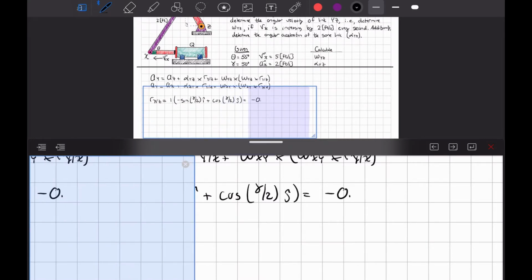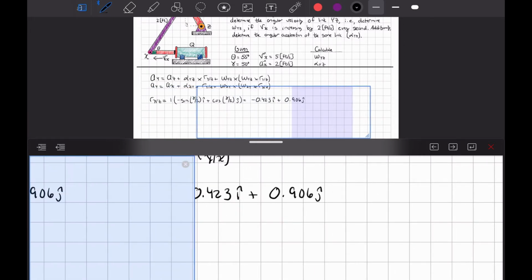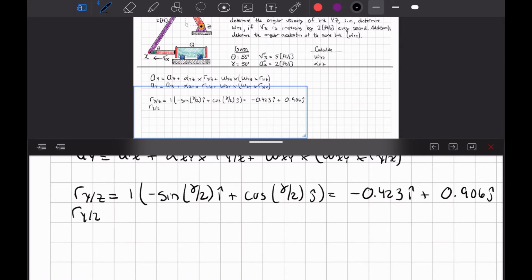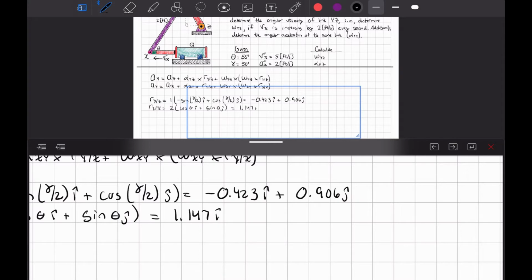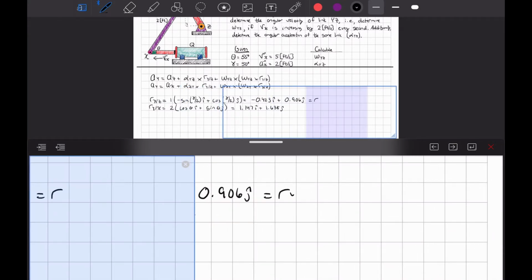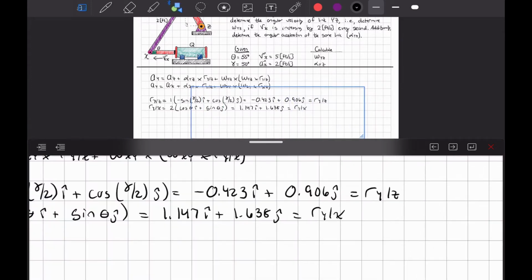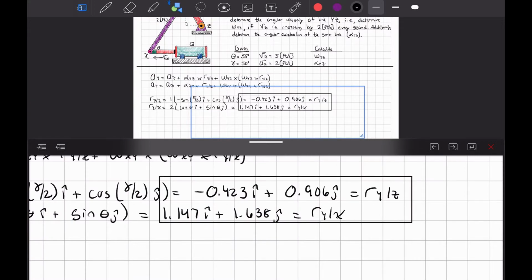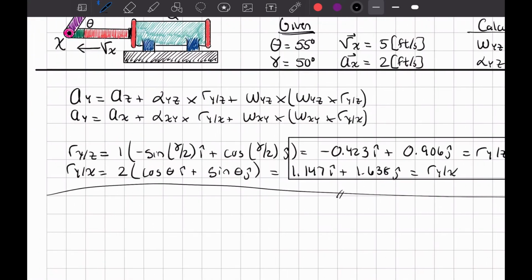and we could see that for the position vector of y with respect to z, we have the magnitude of that link, or the length of the link, times negative sine of gamma over 2 for the i hat component, plus cosine of gamma over 2 for the j hat component. You can do the same thing for the position vector of y with respect to pin x, this time using a length of 2 for the entire rod. Calculate that up, and you get the values shown here.